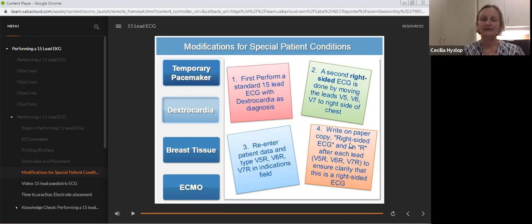And all of the leads that we would have put on the left side will actually move to the same placements, but on the right side. And then V3R and V4R, which normally would have been on the right side of the chest, will now move across. So it's a complete reversal of the ECG.